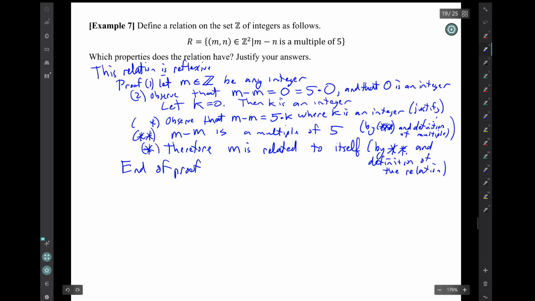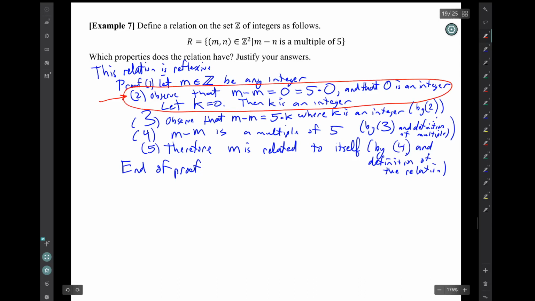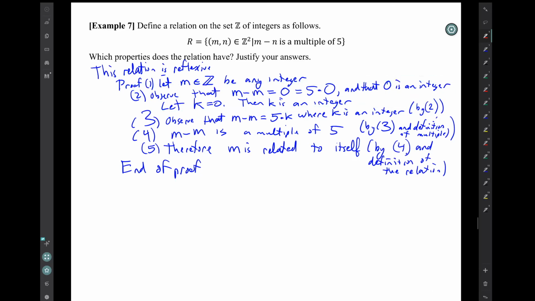The statement with 3 asterisks can actually be statement 3, and it's justified by statement 2. The statement with 2 asterisks is now statement 4, and it's justified by statement 3 and the definition of being a multiple. The statement with 1 asterisk gets numbered statement 5, and it's justified by statement 4 and the definition of the relation. So the only thing that we had to do, our only leap that was clever, was that red circled statement. All the other statements were part of the frame that we get from just considering the proof structure.